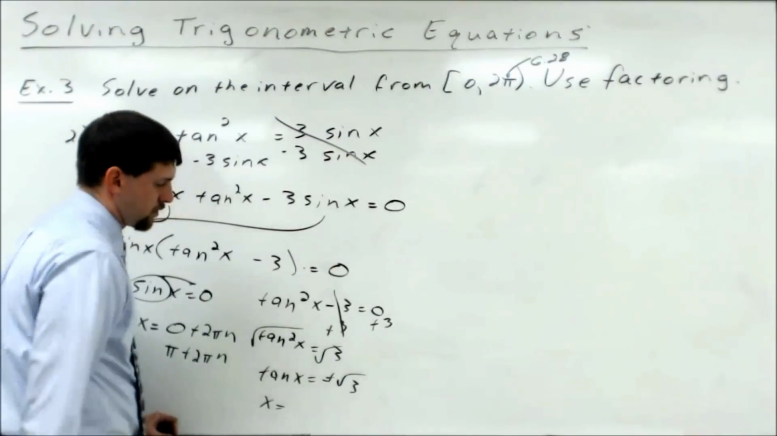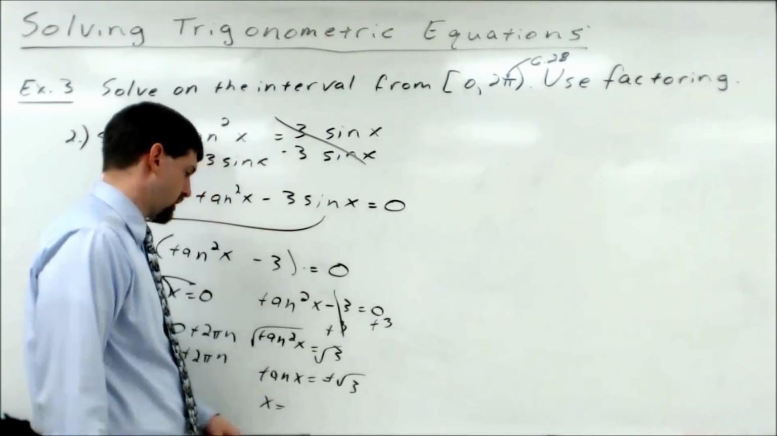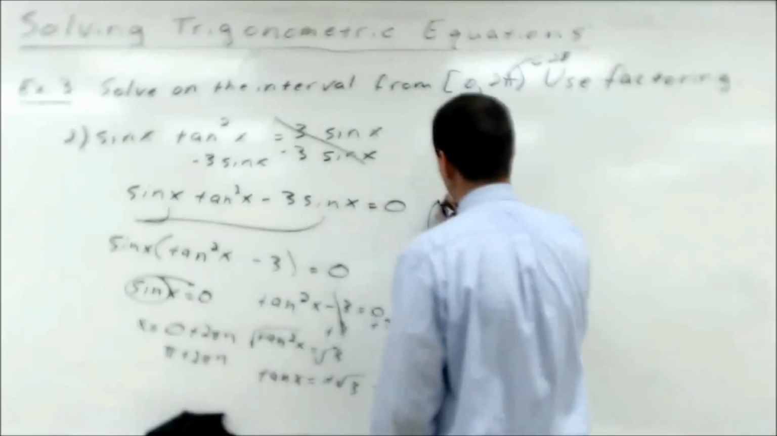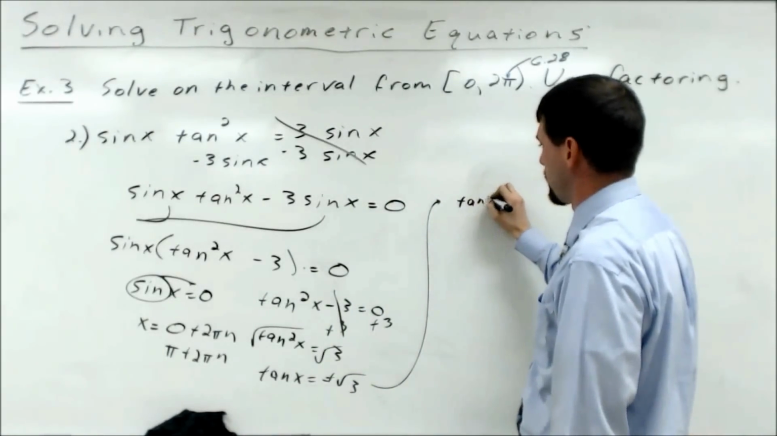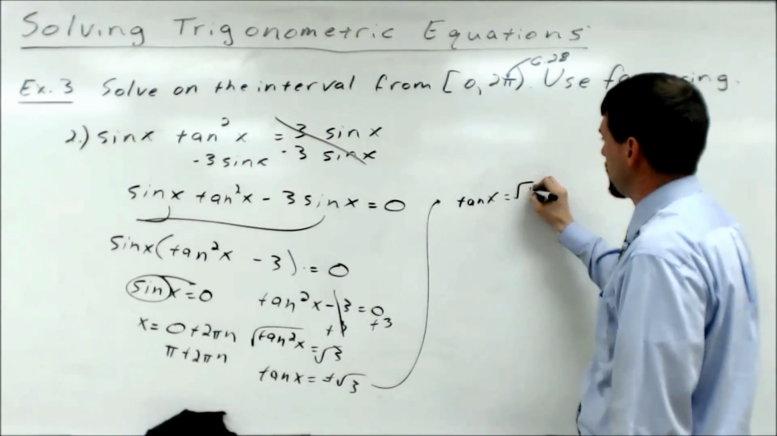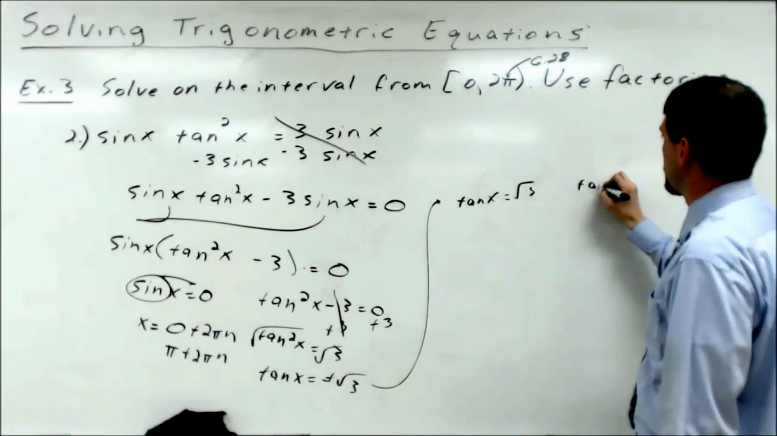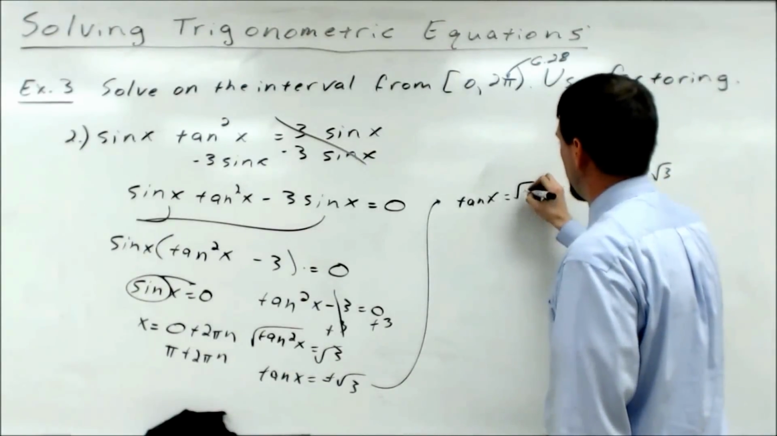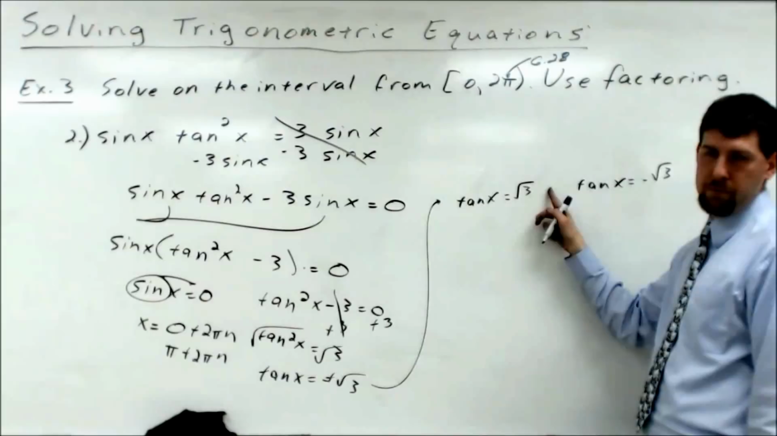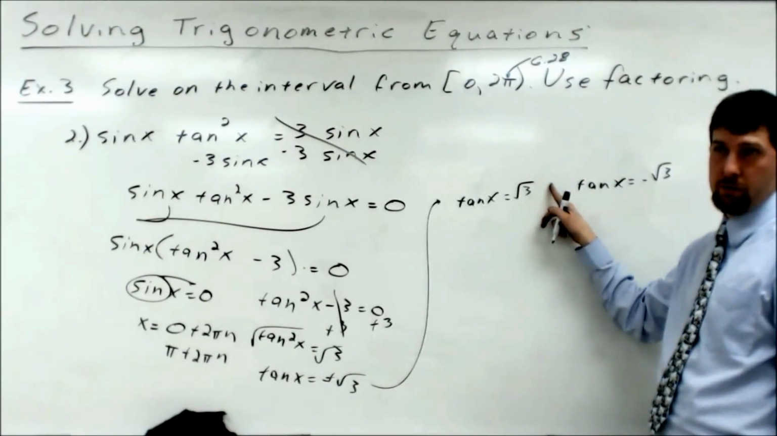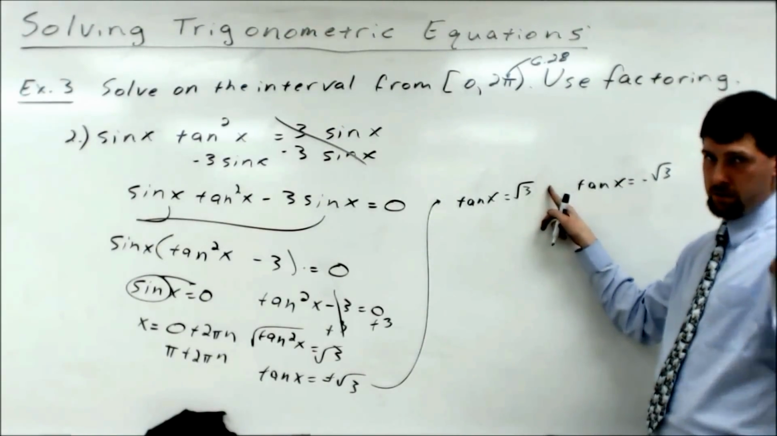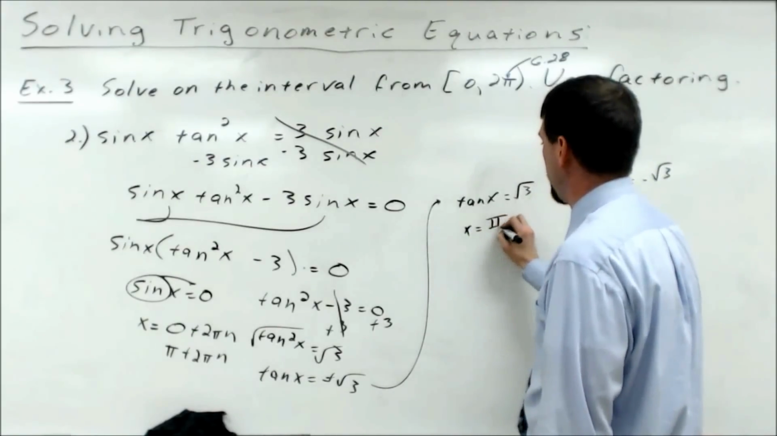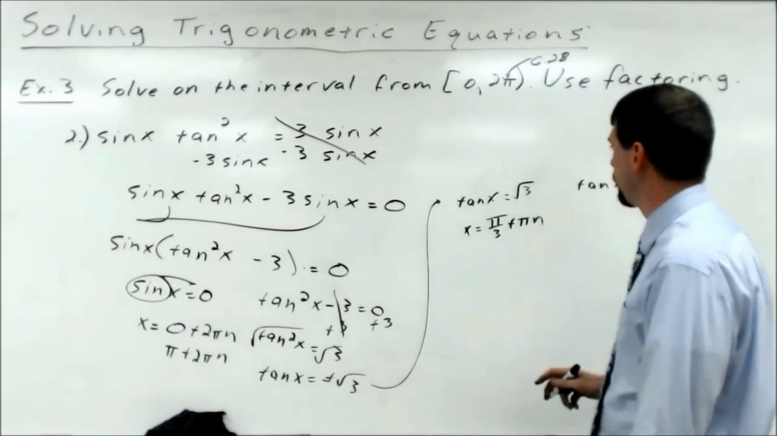So x is equal to opposite square root of 3, adjacent is 1. Let's actually pull it up here. It's now another 2 equations. Tangent of x equals positive square root of 3. Tangent of x equals negative square root of 3. So opposite over adjacent, opposite of square root of 3, which is, so I'm writing at 60 degrees, so pi over 3. So x equals pi over 3 plus pi n.